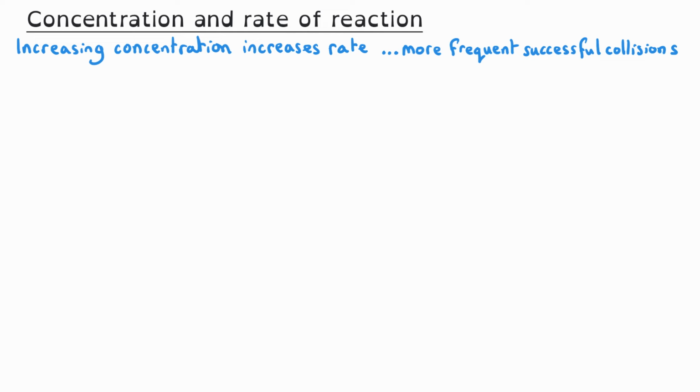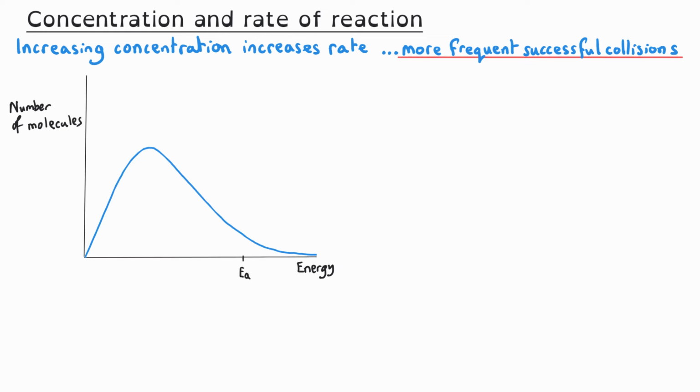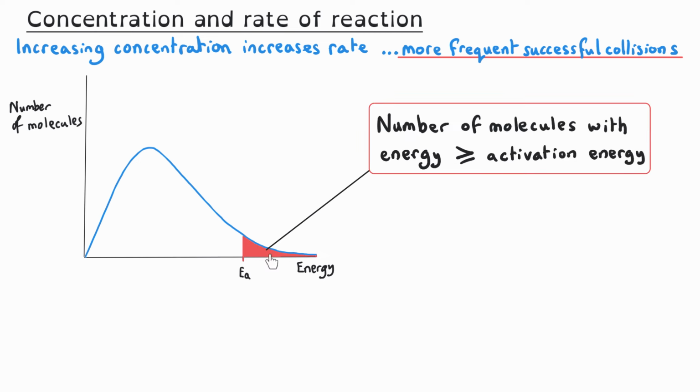And we know from collision theory and from Maxwell-Boltzmann distribution curves that if we increase the concentration of a reactant, the rate of a reaction will increase. You can see that from the Maxwell-Boltzmann distribution curve here, where we've got energy on the x-axis and number of molecules on the y-axis, and the area under the curve is proportional to the total number of molecules. If we have the activation energy marked on the x-axis, the area under the curve to the right of this activation energy is proportional to the number of molecules with energy greater than or equal to the activation energy.